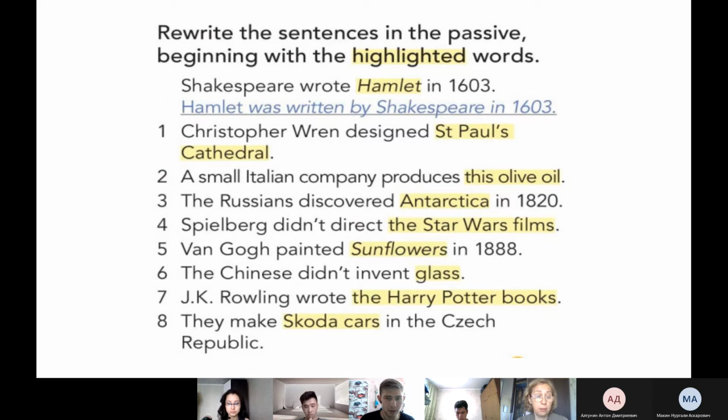Skoda cars. Skoda cars. Производятся. Is made. Множественное число. Are made in the Czech Republic. In the Czech Republic. Yes, Czech Republic. Yes, and we've missed number 7. Let us listen to Nurkali.